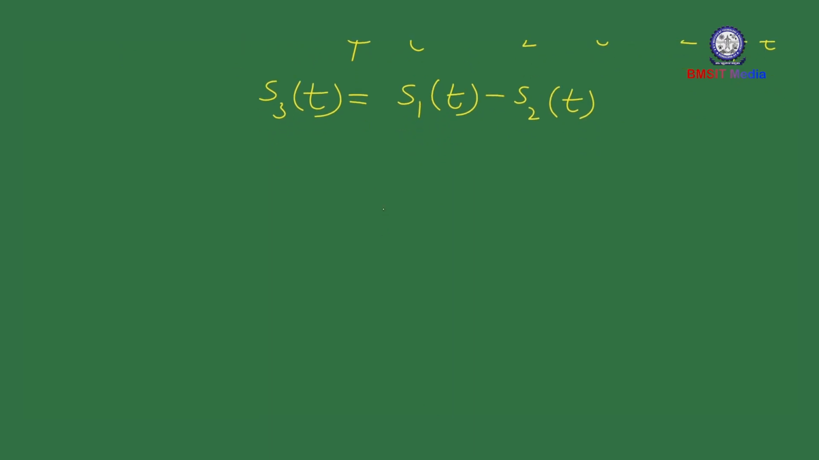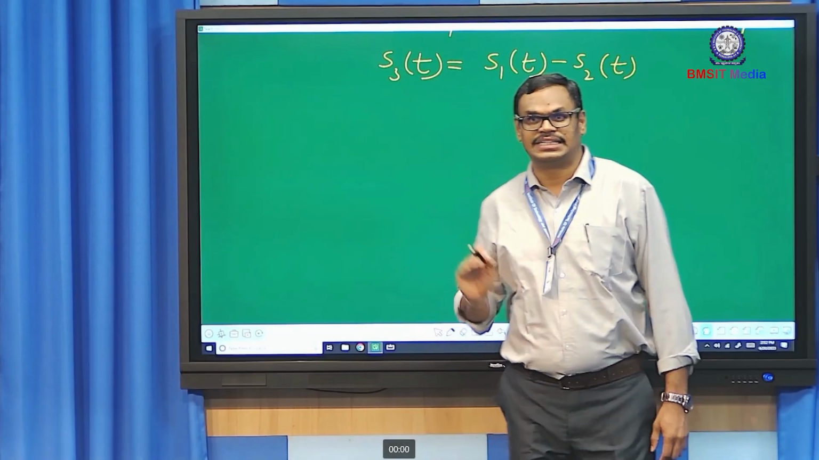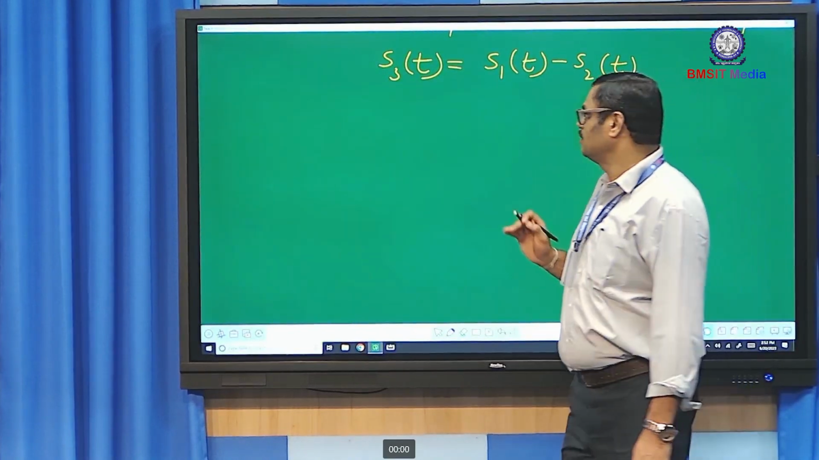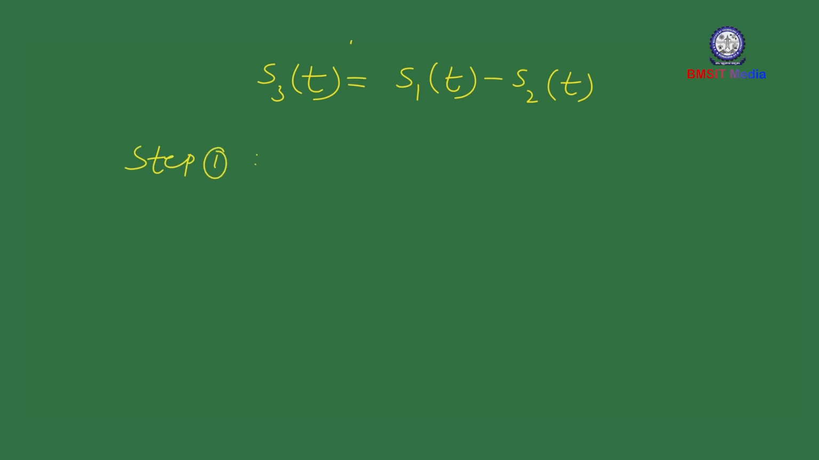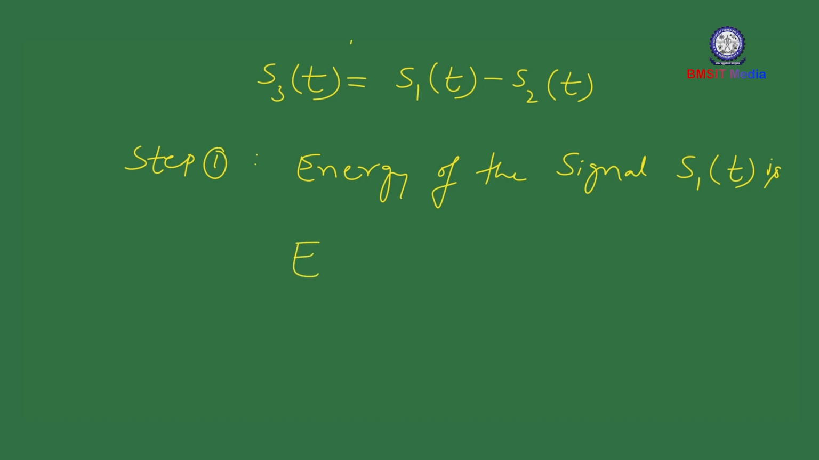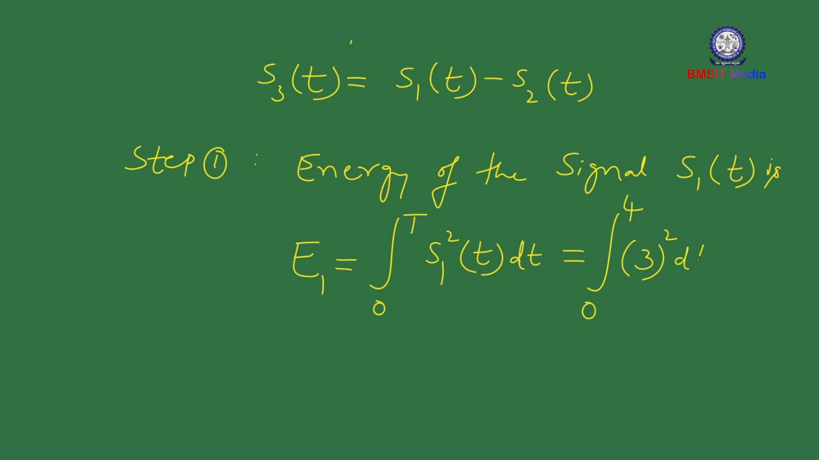The first step is to find the energy of the signal S1 of t, and then I can find phi 1 of t. Step 1: the energy of the signal S1 of t is E1, which is equal to integral 0 to T S1 square of t dt. S1 of t exists over the interval 0 to 4, so substituting the limits 0 to 4 and the value of S1 of t as 3, I can say 3 square dt.